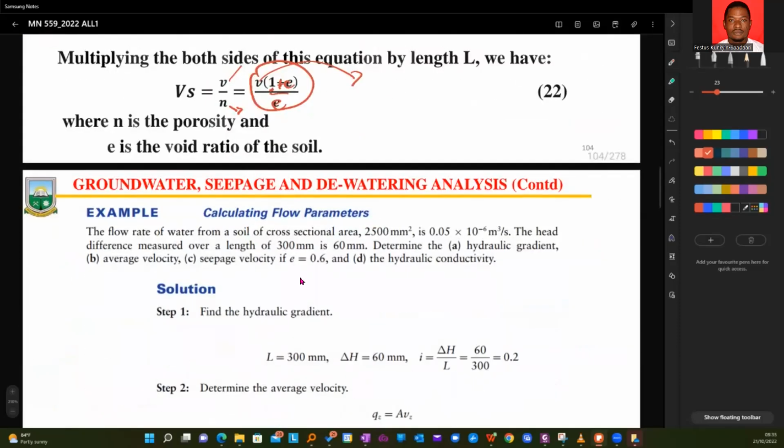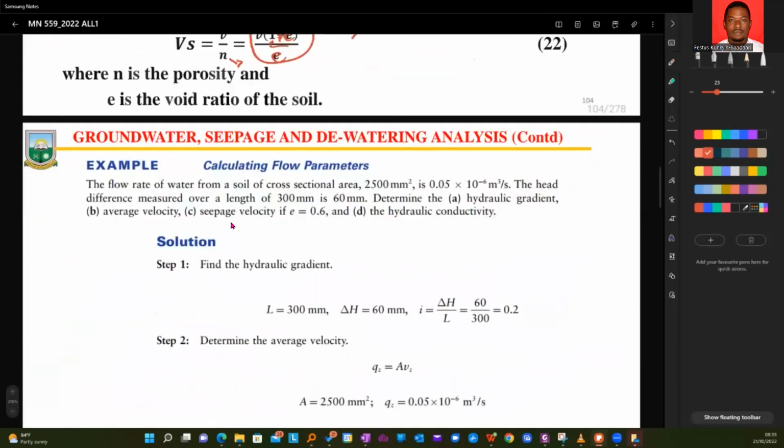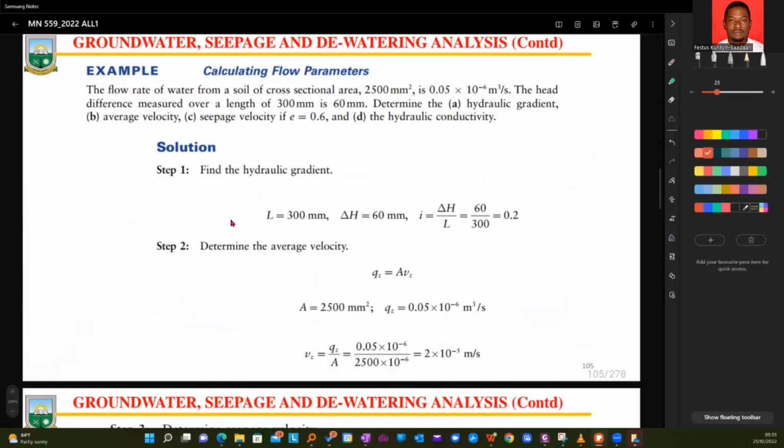So these are the theories we have been able to discuss. Let's try and see if we can use them in a calculation. It says that the rate of flow of water from a soil of cross-sectional area, area 2,500 millimeters squared, is this.